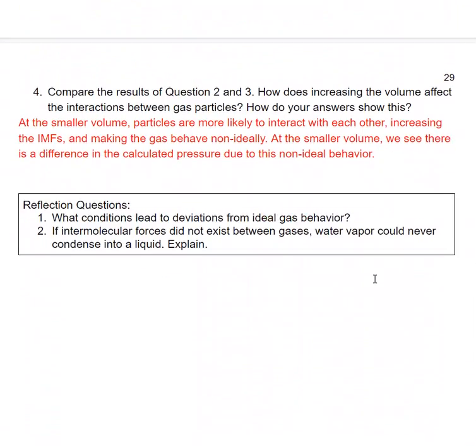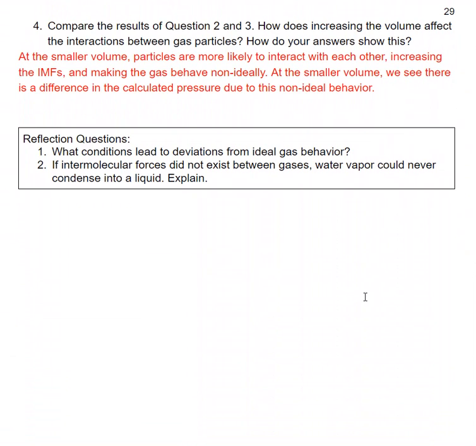So comparing our results from question 2 and 3, how does increasing the volume impact those interactions? At the smaller volume, those particles are more likely to interact, and this is going to increase the intermolecular forces, making the gas behave non-ideally. At a larger volume, we see that we have more idealized behavior. So at that smaller volume, we see there is a difference in the calculated pressure due to this non-ideal behavior.